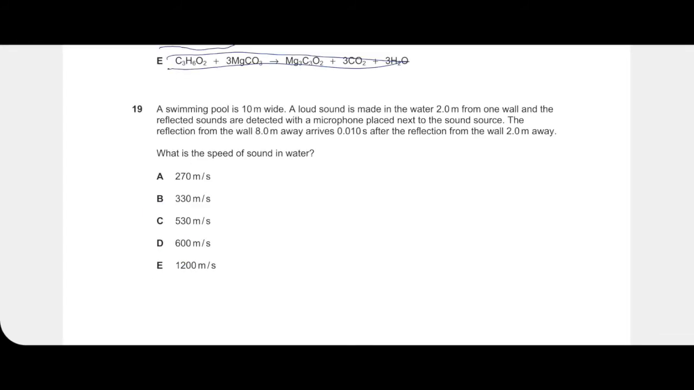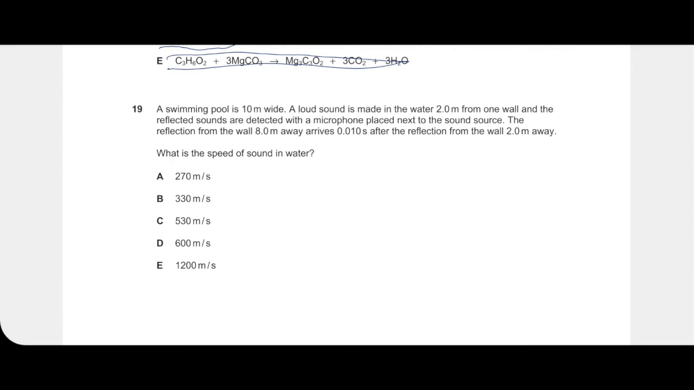Question number 19. A swimming pool is 10 meters wide. A loud sound is made in the water 2 meters from one wall, and the reflected sounds are detected with a microphone placed next to the sound source. The reflection from the wall 8 meters away arrives 0.01 seconds after the reflection from the wall 2 meters away. What is the speed of sound in water?